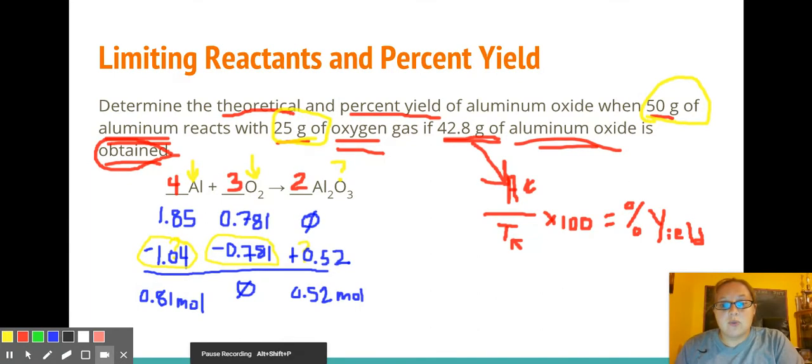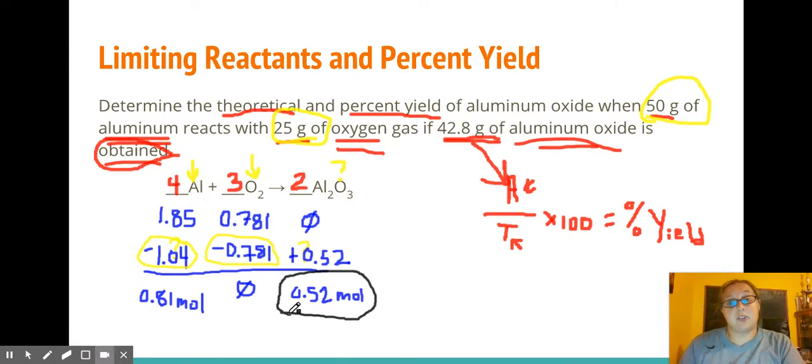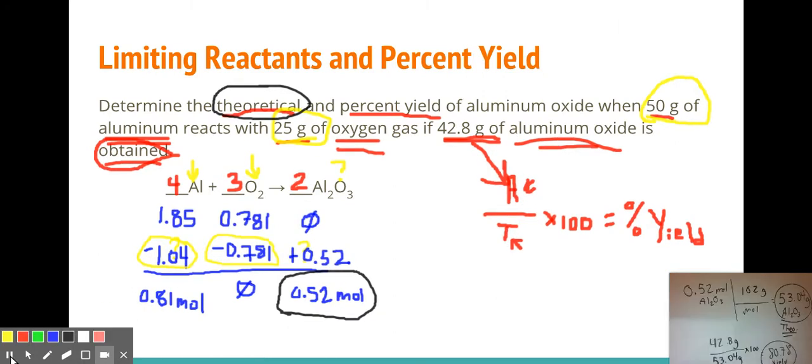Okay. So now that I know how many moles of my product is produced, I now can go back and figure out my theoretical yield. Remember, theoretical yield is your gram amount. So I'm going to have to take this 0.52 moles and convert that to grams. Once I know the grams, then that's going to be my T here, my theoretical yield, and I can find my percent yield from there.